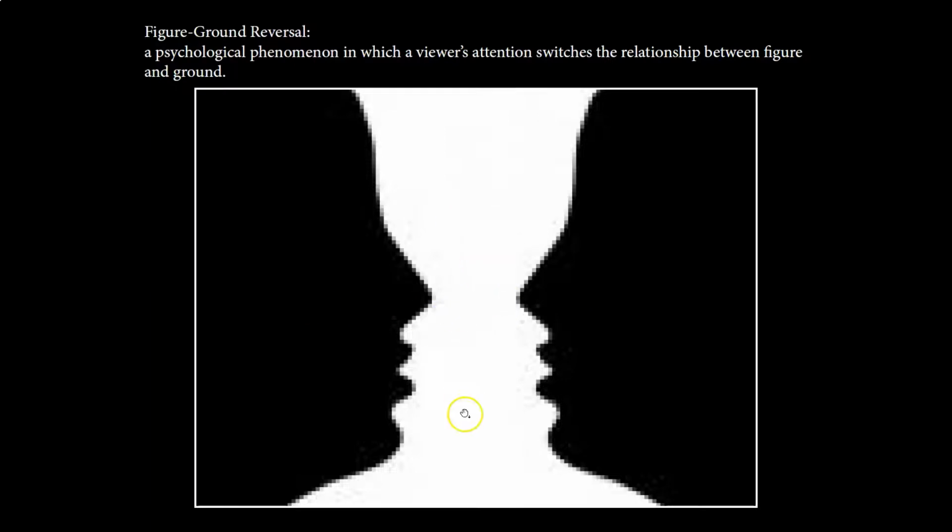If you see the white as the positive shape, as the figure, and the black as the ground, like what we'll be doing in class, the negative space is black, then you'll see this chalice type of cup with the body of the cup, and here is the part that you would grab onto.